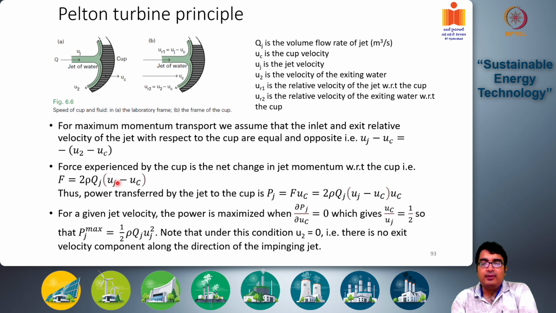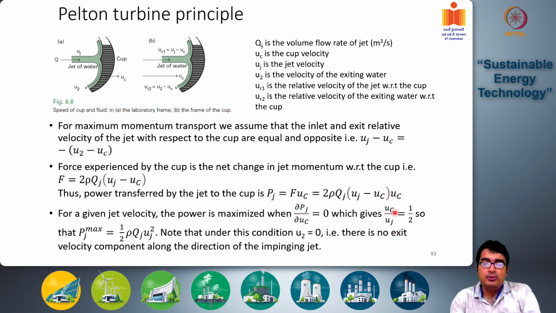Under this condition, Pj max will be half rho Qj Uj square. Why? Because you have Uj minus Uc, and Uc is Uj by 2, so this becomes Uj by 2. This one here, and Uc also is Uj by 2. So you have Uj square by 4, and this is 2. So it becomes half rho Qj Uj square. So the maximum power that can be transferred to the Pelton wheel bucket is half into density of water into volume flow rate of the jet into the jet velocity square.